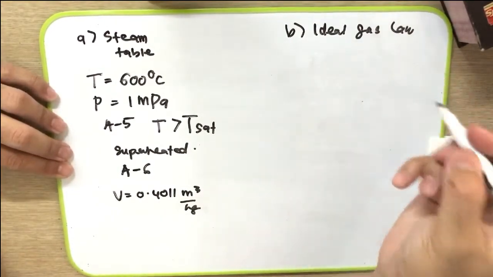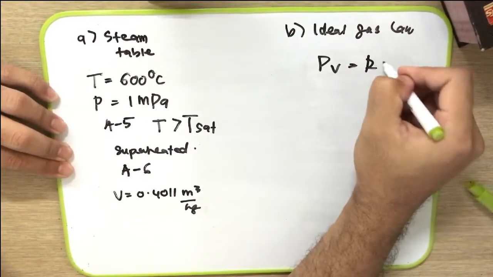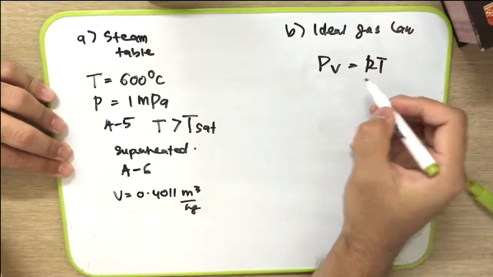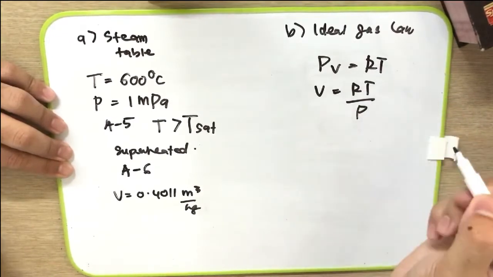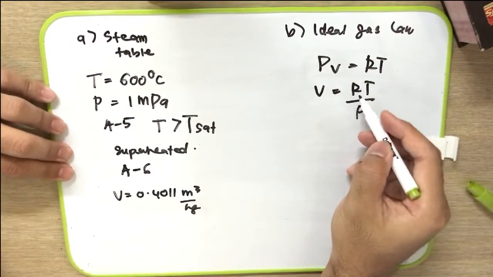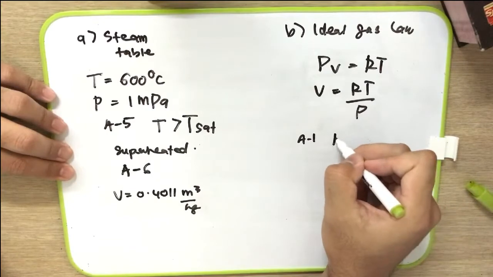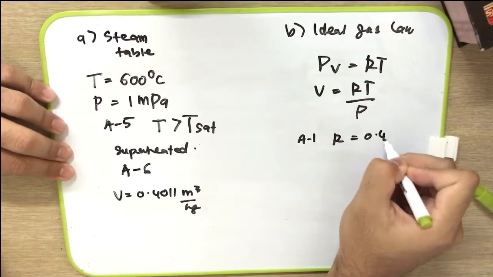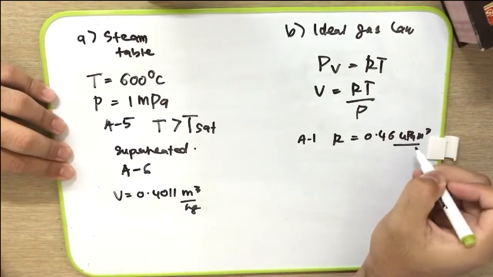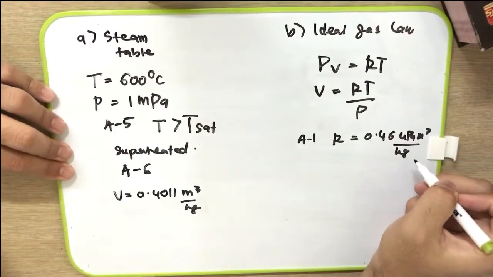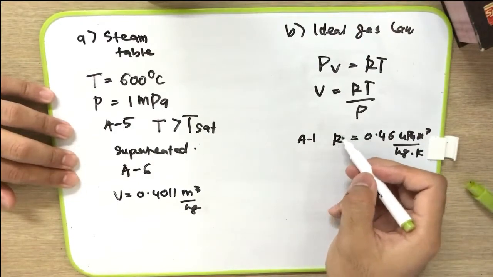Next we go to ideal gas law, and of course we need to use the equation PV is equal to RT. So we rearrange: V is equal to RT over P. So where can we get the R? We can get the R for water, okay, from table A1. So R for water is 0.46 Pascal meter cube per gram Kelvin. So R we already got, so we can substitute into here.